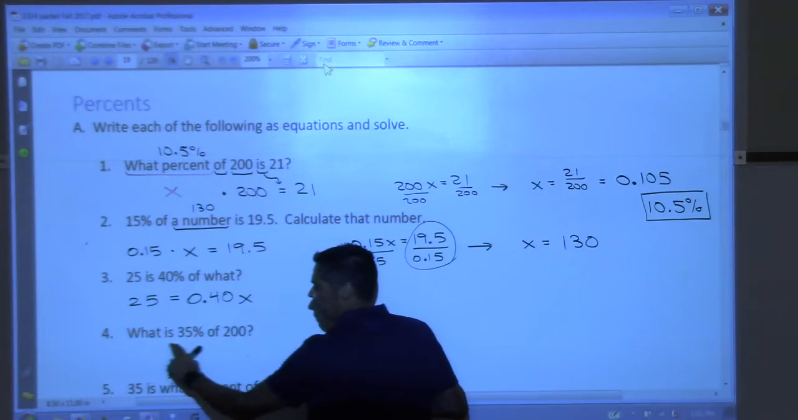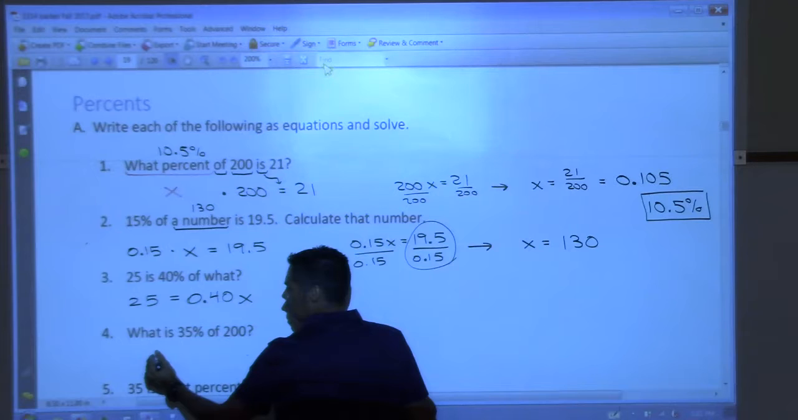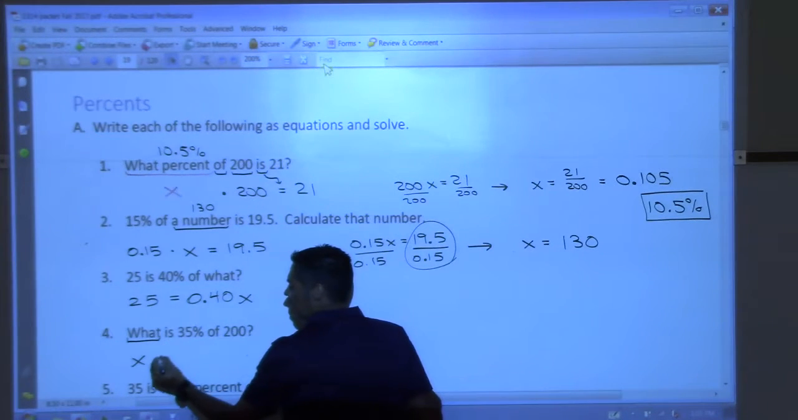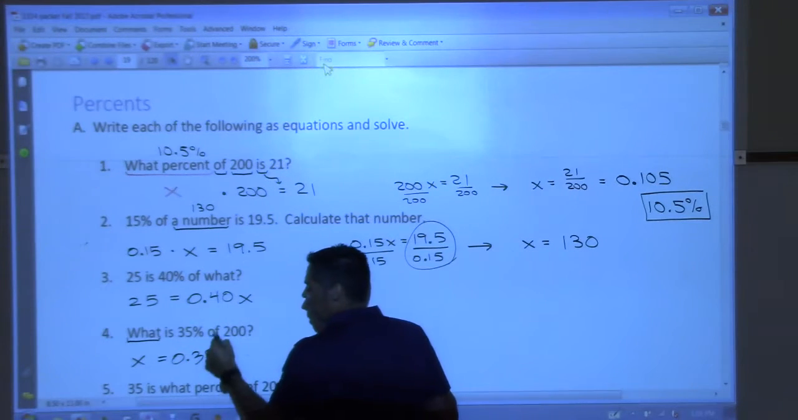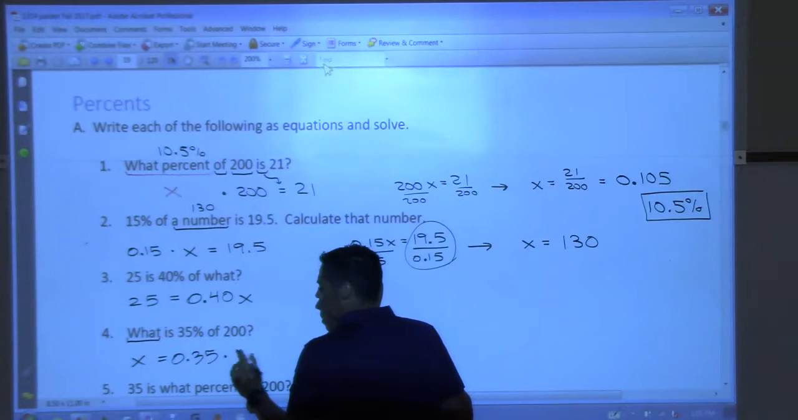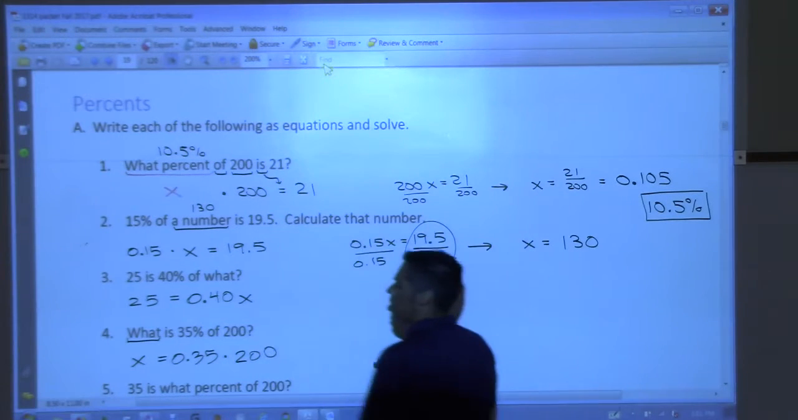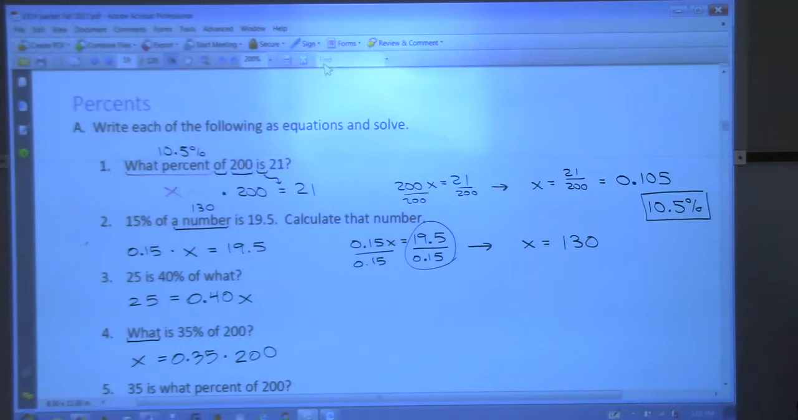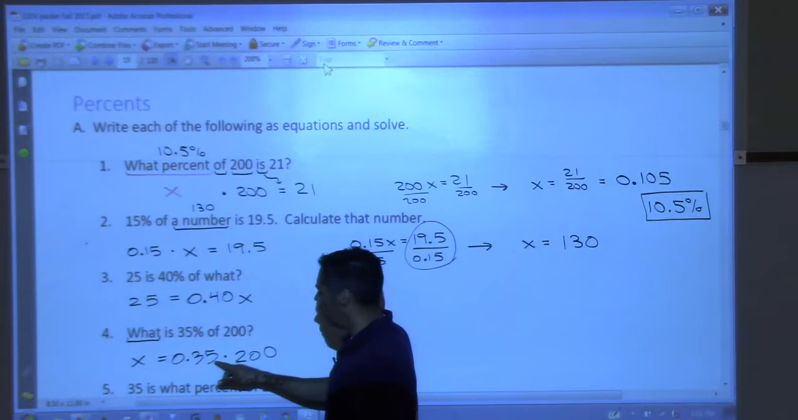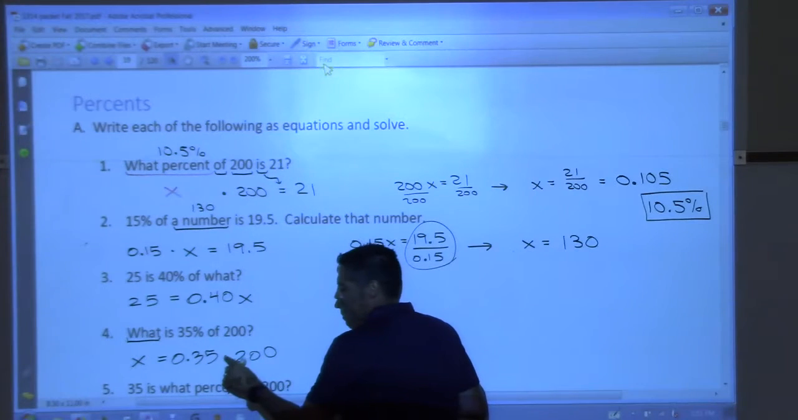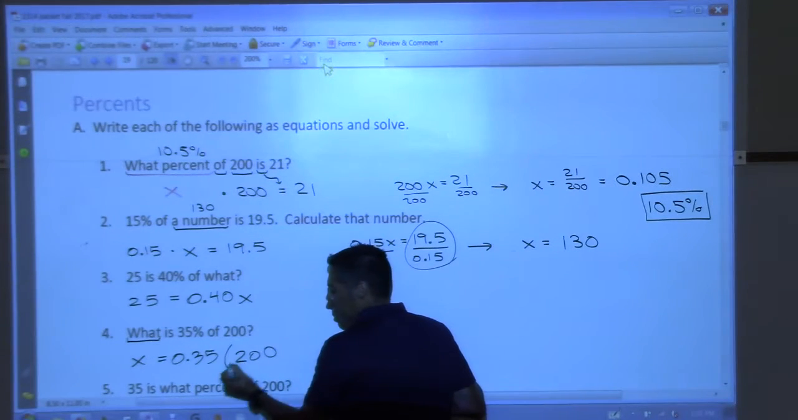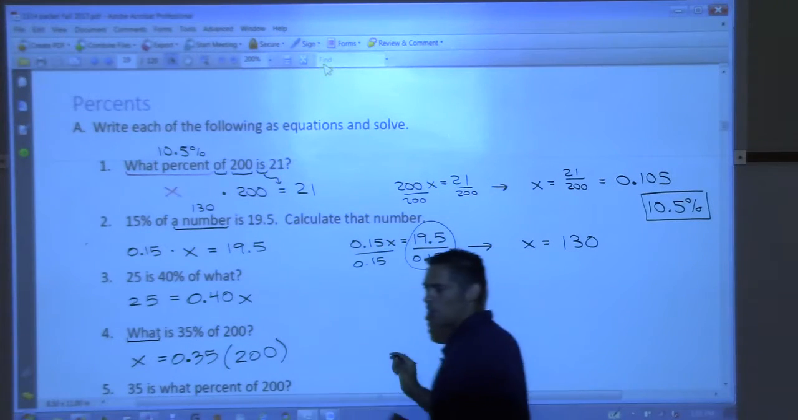Let's get to the next equation. What is this one saying? x is the what? x equals 35% is 0.35, and "of" is multiplication, so times 200. See, that one, x is already by itself, isn't it? You just have to get on your calculator and do 0.35 times 200. When I do this, I start to put this in parentheses, and that way I don't get confused with my decimals and my multiplications.